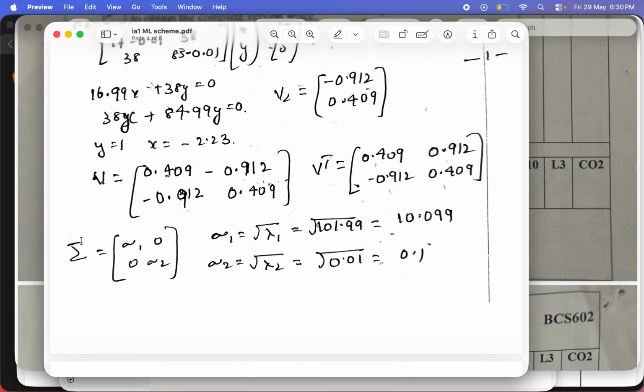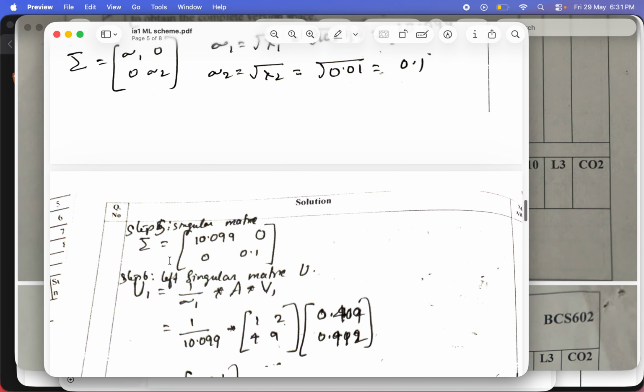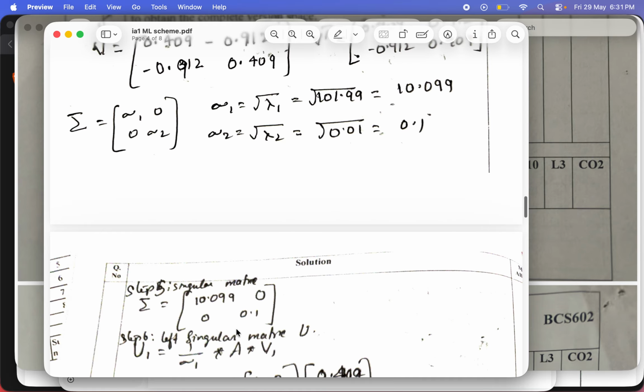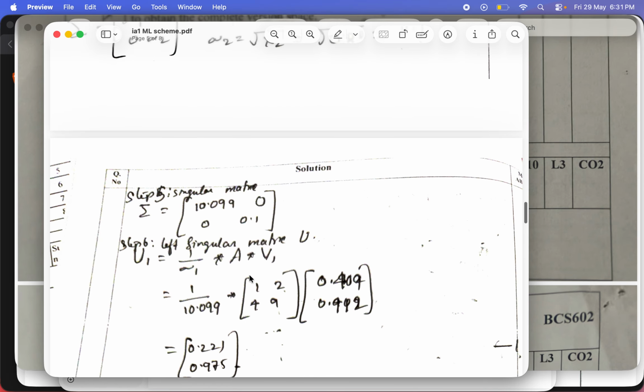Then sigma equals lambda 1, 0 and 0, sigma 2. So the summation value you have to find: sigma equals the root of lambda 1 and lambda 2. You take the root of the values of lambda 1 and lambda 2, and that is the summation value. Whatever the summation is, you write it in the singular matrix form, that is 10.099 and 0, 0 and 0.1. You are just substituting sigma 1 and sigma 2 in the summation matrix.